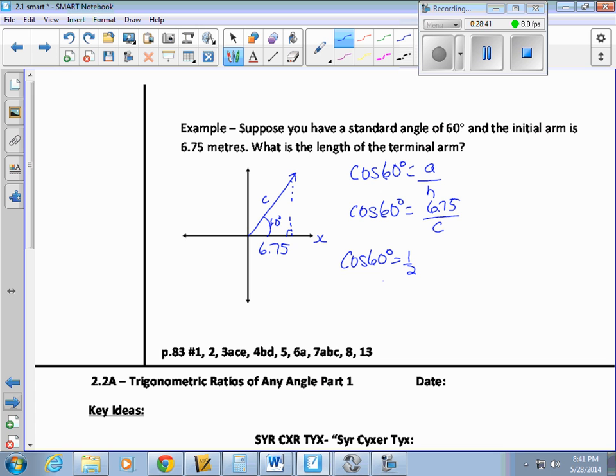That means that 1/2 is equal to 6.75 over c. By cross multiplying, I have c is equal to 2 times 6.75. So c is equal to 13.5. So the terminal arm would be 13.5 meters long. Okay, so you have your questions to work on based on the special right triangles and reference angles in standard position.